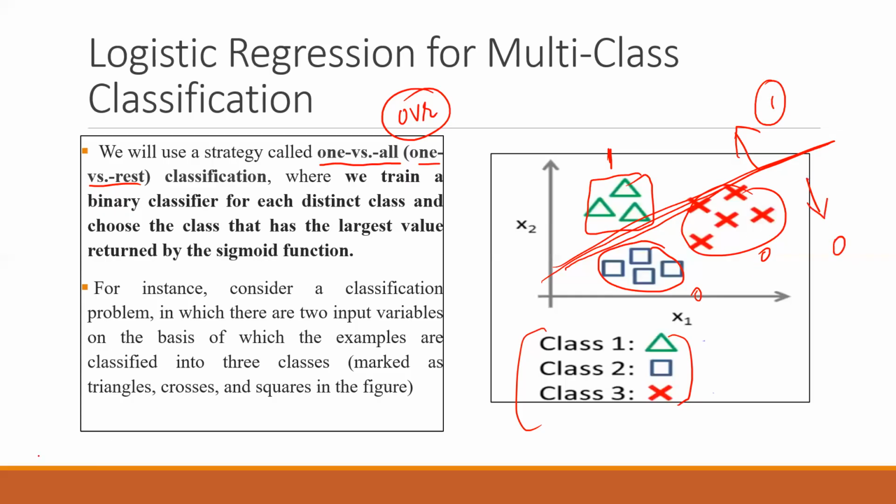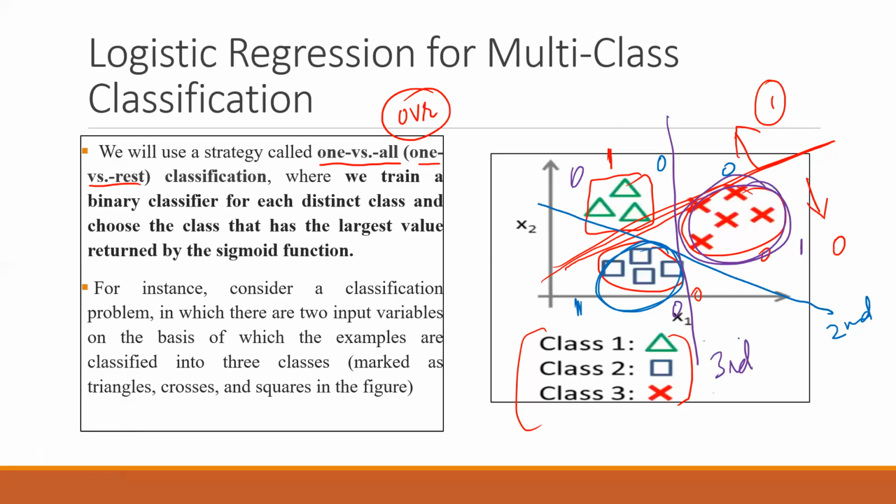And then again I will have to repeat it with the second iteration. In the second iteration, I have to consider this one as 1 and the other two as 0, and this line will be made like this. So this is my second experiment, my second attempt. And then in the third scenario I will have to consider this one as 1 and the other two as 0, so it will be done like this. So this is my third experiment. So multiple experiments have to be done within this OVR.